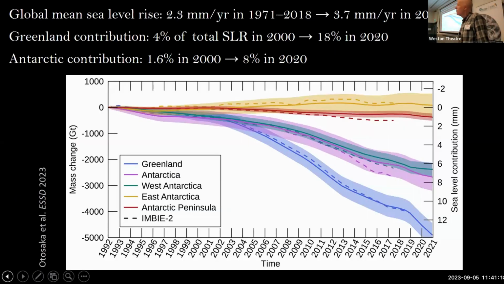Global mean sea level rise was an average 2.3 millimeters per year over the last 50 years. But recently, if we make that estimate over the last 15 years, it's increased to 3.7 millimeters per year. And that increase in sea level rise is predominantly tied to ice sheet contributions. Greenland's contribution increased from 4% of the total in 2000 to 18% in 2020, and Antarctic contribution increased from 1.5% to 8% in 2020.